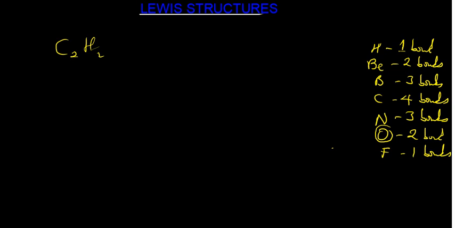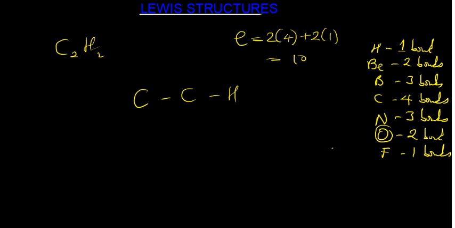So for the two carbon atoms, first let's find the electrons. Each carbon has 4 electrons in the outermost shell, and each hydrogen has only 1. That will be 8 plus 2, which is 10 electrons. So it will be a carbon bonded to a carbon, and then each carbon will take up one hydrogen.